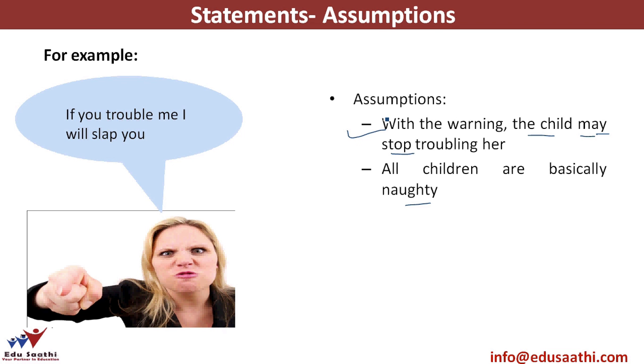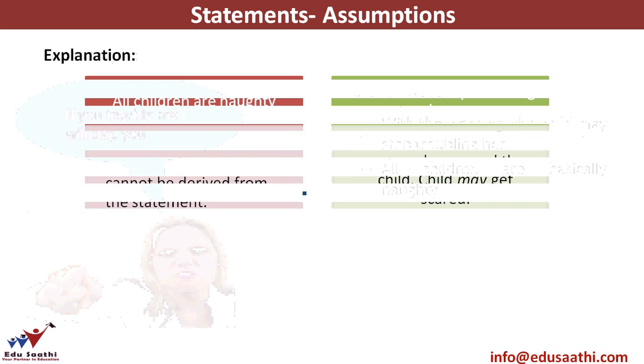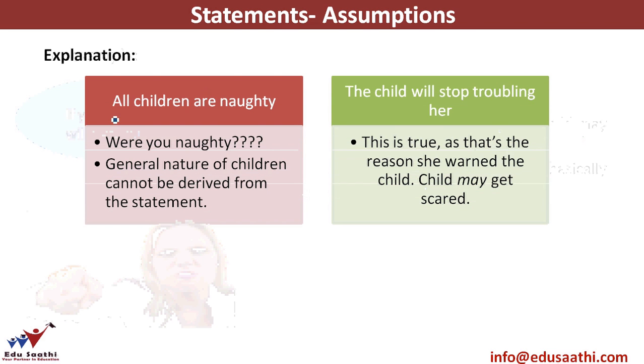Let's look at the second statement. It is saying all children are basically naughty. Well, I would like to ask you, were you naughty in your childhood? So, all children may not be naughty. So, the point is, we cannot comment upon the general nature of the children based on a warning issued by a teacher. Okay, now let's look at a few other points so you can check your answers. The second assumption was incorrect, that all children are naughty, but the first assumption was correct, that the child will stop troubling her. This is what she was assuming, that the child may get scared and may stop troubling her.